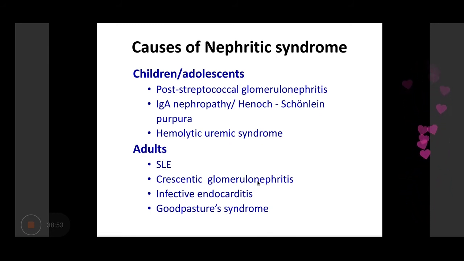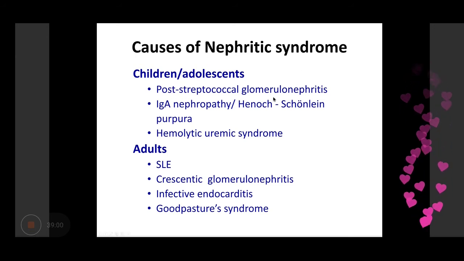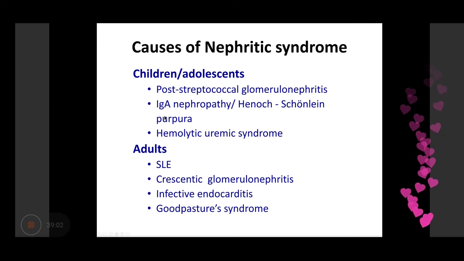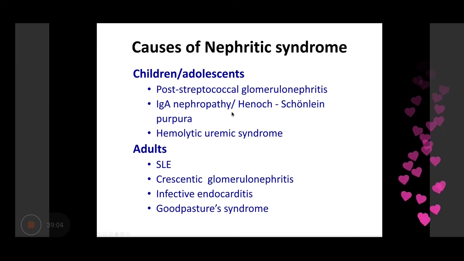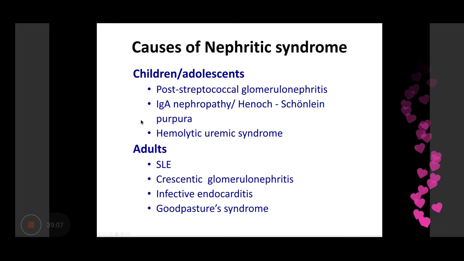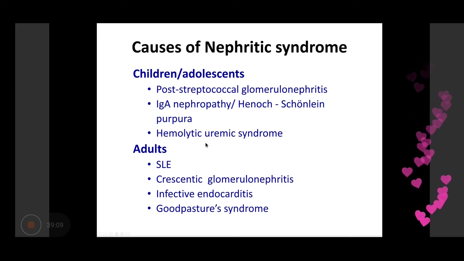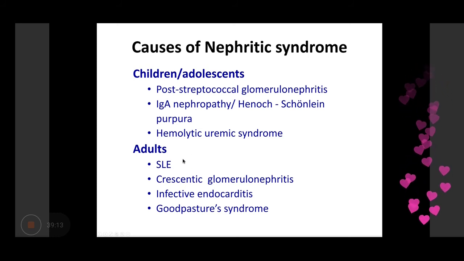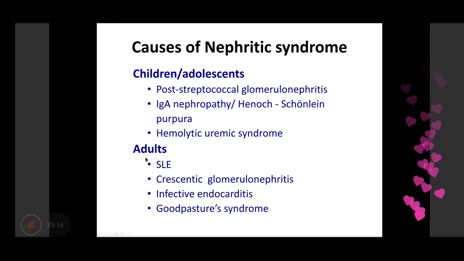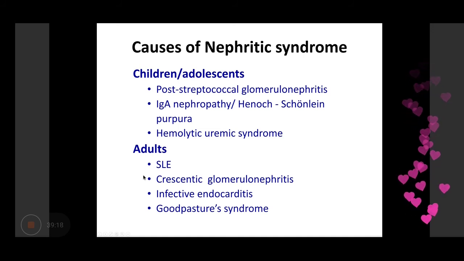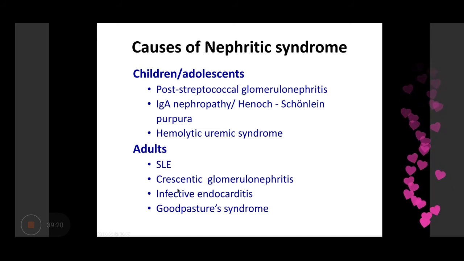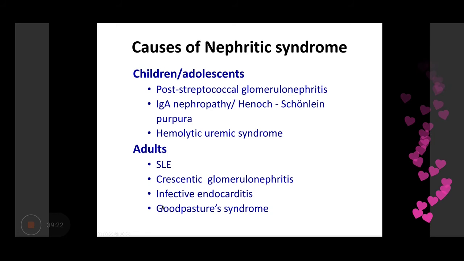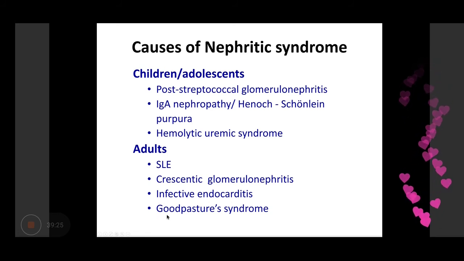What are some of the common causes of nephritic syndrome? In children, the commonest cause of nephritic syndrome is post-streptococcal glomerulonephritis. Then the second most common cause is IgA nephropathy or Henoch-Schönlein purpura. And the third common cause is hemolytic uremic syndrome. In contrast, in adults, the commonest cause of nephritic syndrome is SLE, followed by pauci-immune glomerulonephritis, infective endocarditis, and Goodpasture.